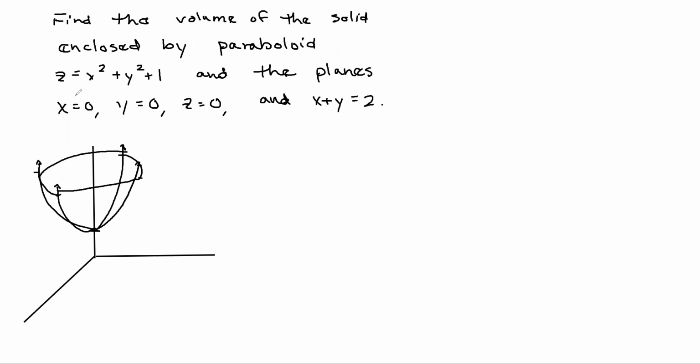You have to set x equal to 0 and y equals 0 and z equals 0. You've got to set a bunch of things equal to 0. But you could still do it. It just would take a little bit longer. All right, so we've got our paraboloid.